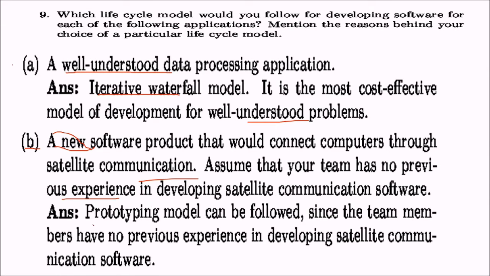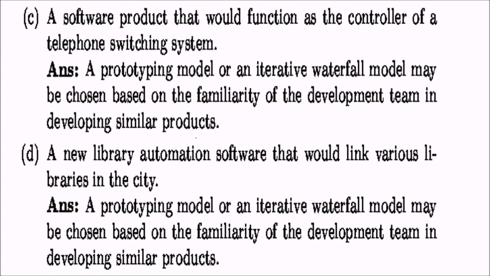So in this case, the prototyping model may be followed, since the team has no previous experience in developing this kind of software. Then the C part is a software product that would function as the controller of a telephone switching system. Here you can use the prototyping model or the iterative waterfall model.